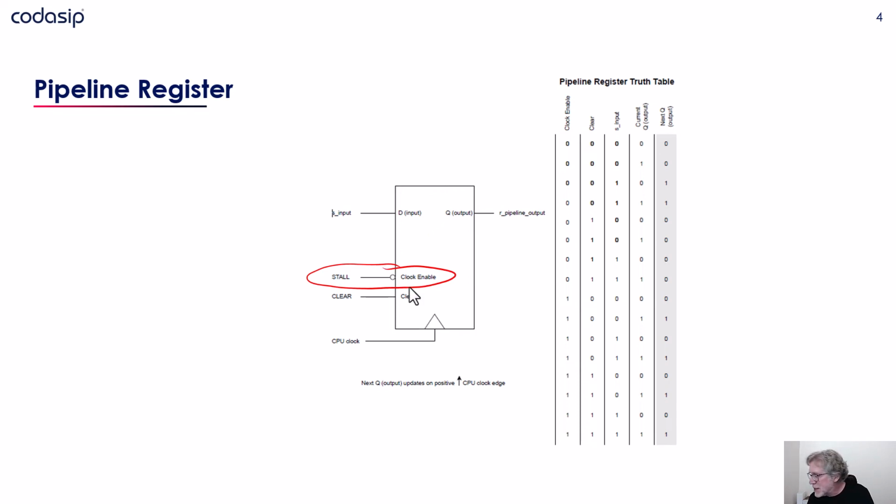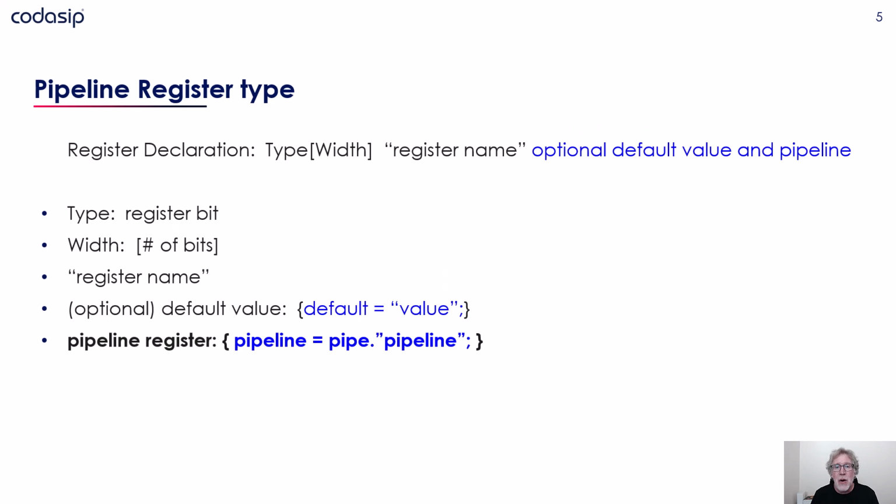The other input is the clear. If the clear signal is asserted, on the next rising clock edge, all the outputs will become 0. And this is how you insert what's called a no-op bubble into your pipeline if that is required in your design. Now, let's take a look at the declaration of a pipeline register. It looks a lot like the register declaration, but at the end, you're going to actually specify that it's a pipeline. So let's take a look at an example.